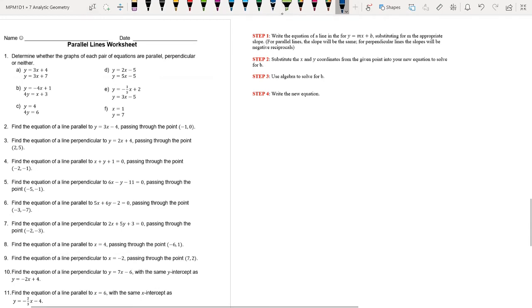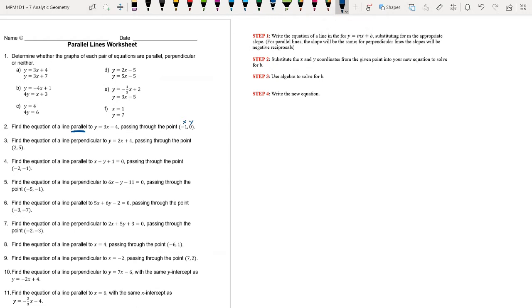And when you're reading the question, it's important to analyze the question. It says find the equation of a line parallel to y equals 3x minus 4, passing through the point negative 1, 0. I'm trying to find a line that's parallel to y equals 3x minus 4. And it's going through this point, negative 1 and 0, and I'm going to label those x and y. Now I can do the steps.